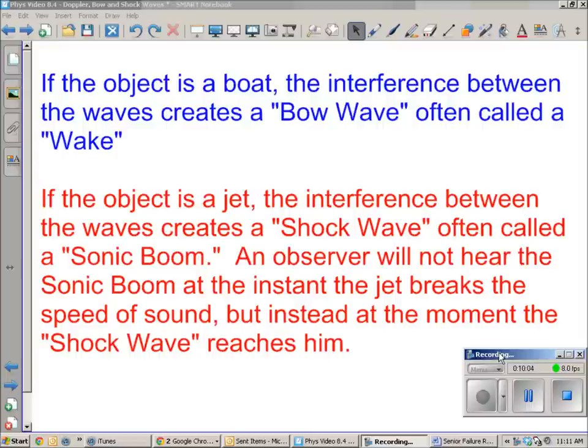So if the object is a jet, the interference between those waves is going to create a shock wave, because remember, it's three-dimensional now, and we call it a sonic boom. The observer doesn't hear the sonic boom at the instant the jet breaks the speed of sound, but instead at the moment the shock wave reaches him. So we'll watch a video in class about Chuck Yeager, who is the first human that went faster than the speed of sound, and it'll give you a little bit of a visual behind this, okay?